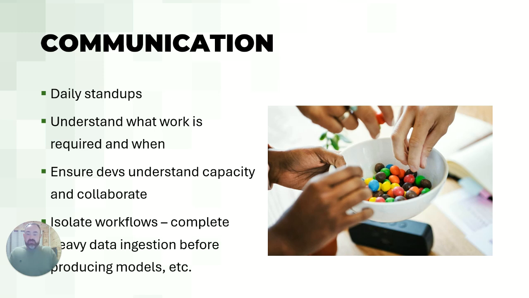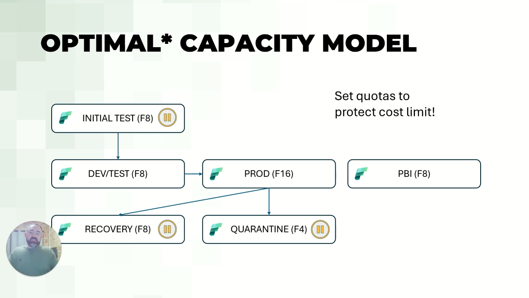And isolate workflows. Completely isolate heavy data ingestion from business intelligence, because you don't want your users affected by a problem that you're having behind the scenes. So this is my optimal capacity model.